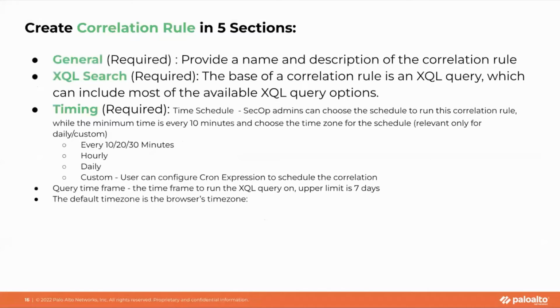The first required field is the general field, to provide a name and description of the correlation rule. This will help to identify and provide context to an alert when triggered in the alert table.